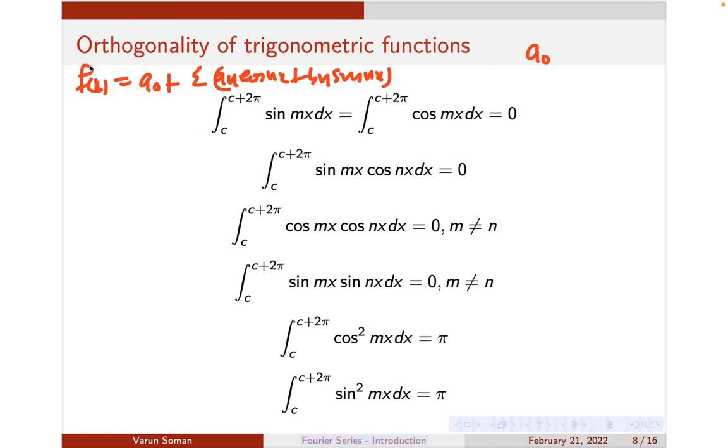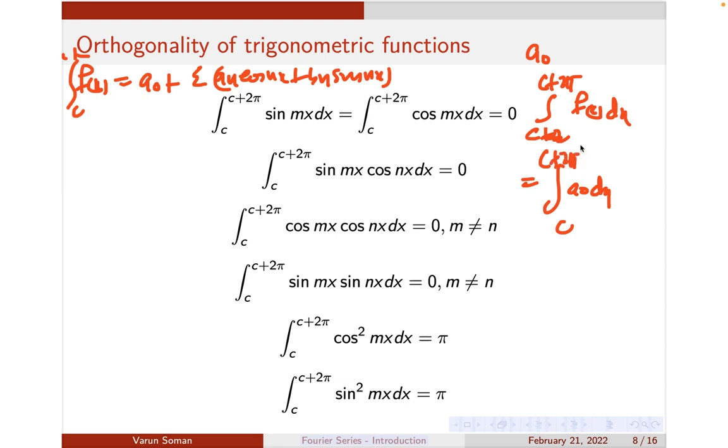That is, if I integrate this function from c to c plus 2 pi, these will become 0. Therefore, the value of a naught will simply become, so when I integrate both sides from c to c plus 2 pi, I will get the integral from c to c plus 2 pi of f of x dx equal to the integral of a naught dx from c to c plus 2 pi. Again, the integral of an times the integral from c to c plus 2 pi of cos nx, and bn times the integral from c to c plus 2 pi of sin nx dx, both of them will become 0. Only this much will be remaining, or in other words, this will become the integral from c to c plus 2 pi of f of x dx.